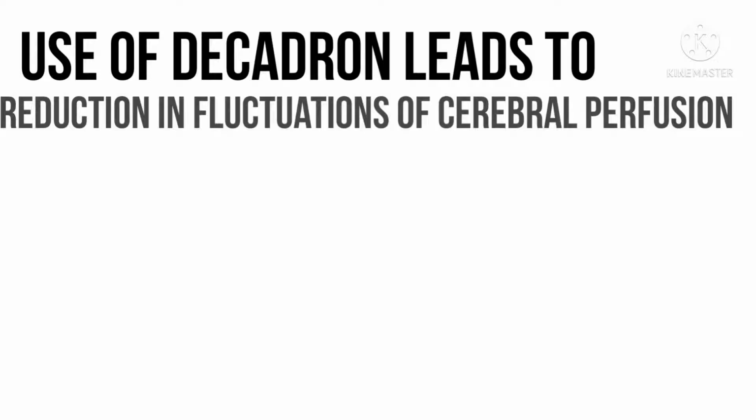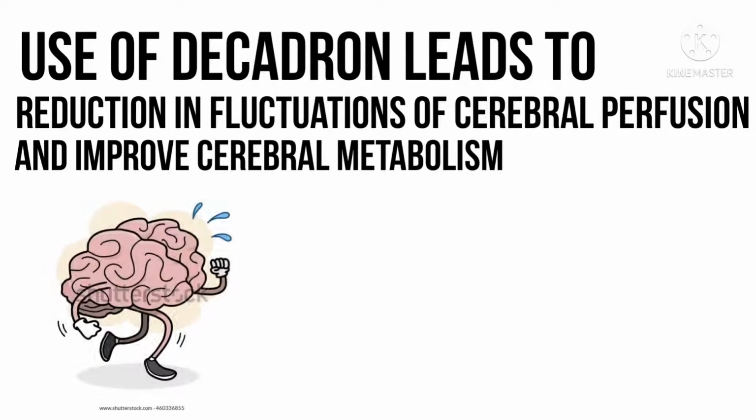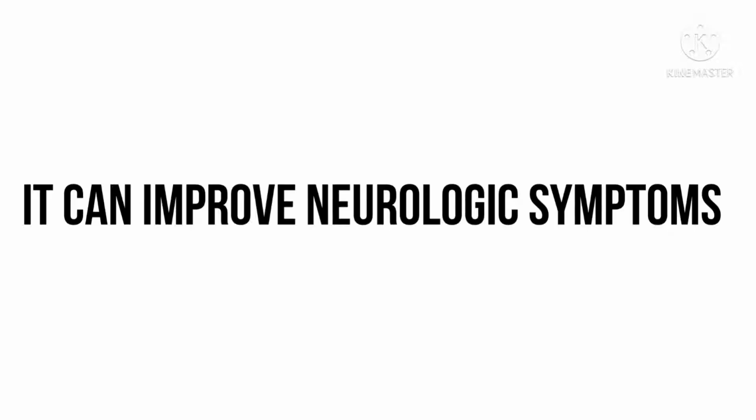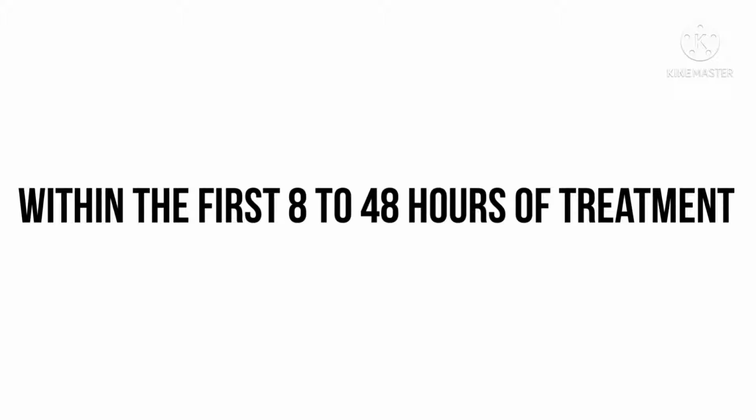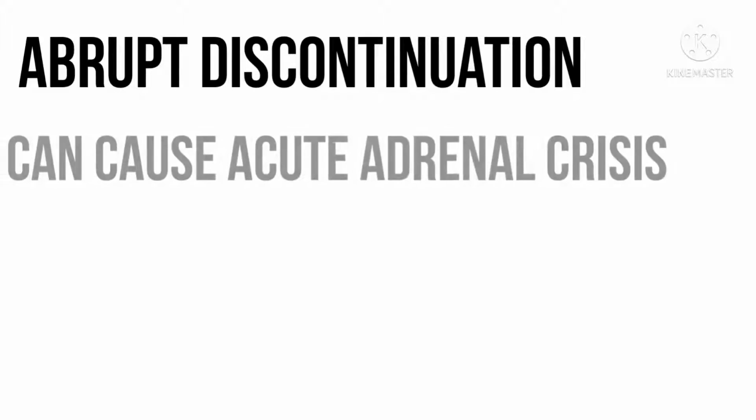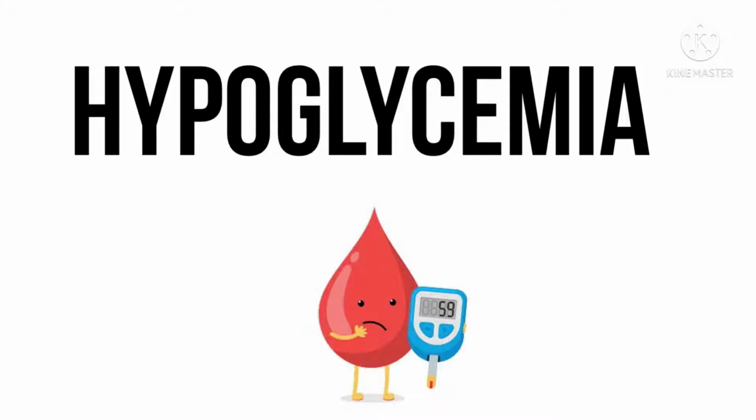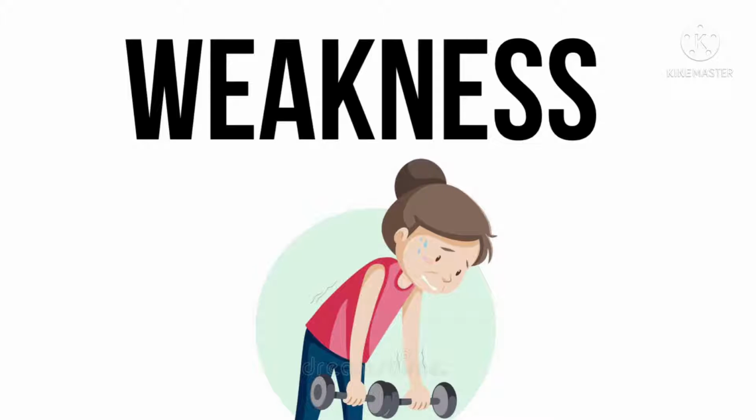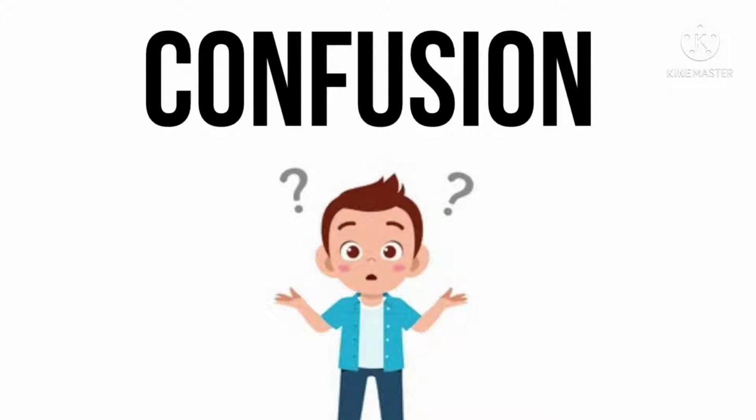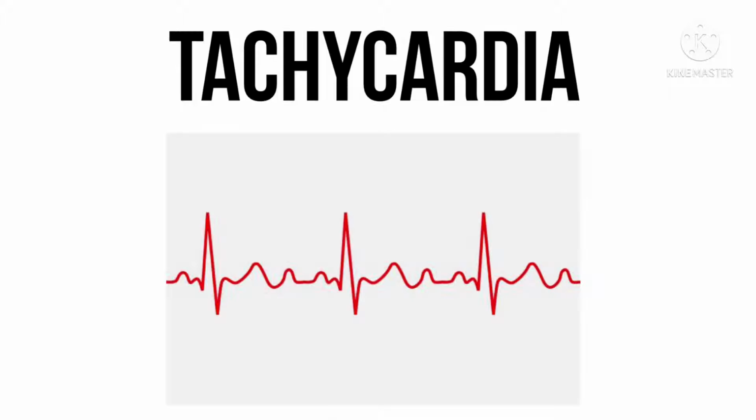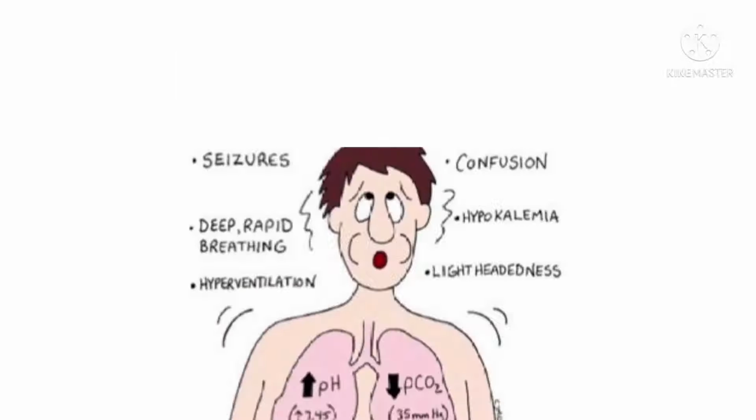Use of Decadron leads to the reduction in fluctuations of cerebral perfusion and improves cerebral metabolism. It can improve neurologic symptoms and reduces cerebral edema within the first 8 to 48 hours of treatment. Abrupt discontinuation can cause acute adrenal crisis similar to Addison's disease. Addison's disease can show signs and symptoms of hypoglycemia, weakness, confusion, tachycardia, and metabolic acidosis.